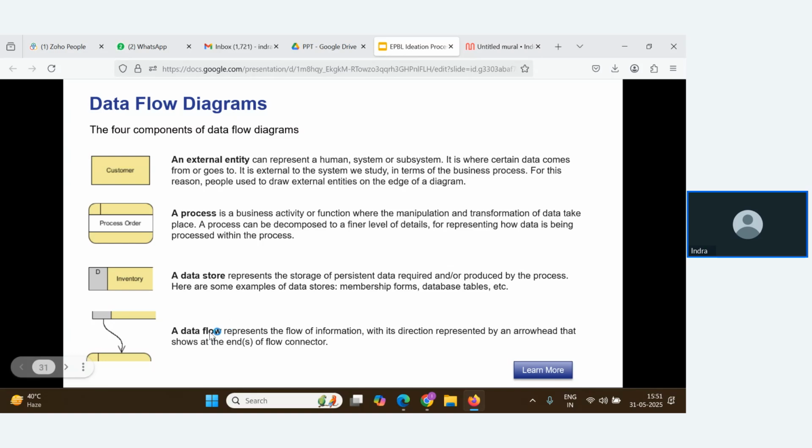Then we have a data flow. Data flow represents the movement of the data.